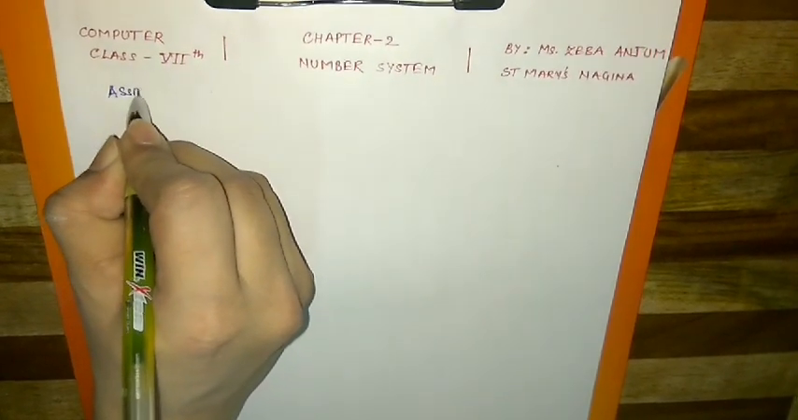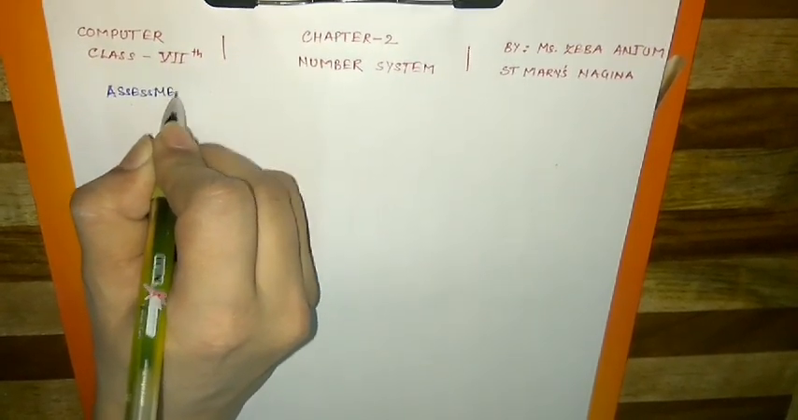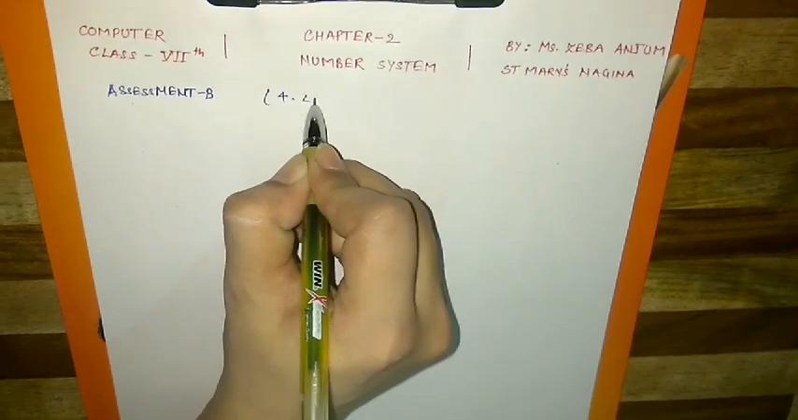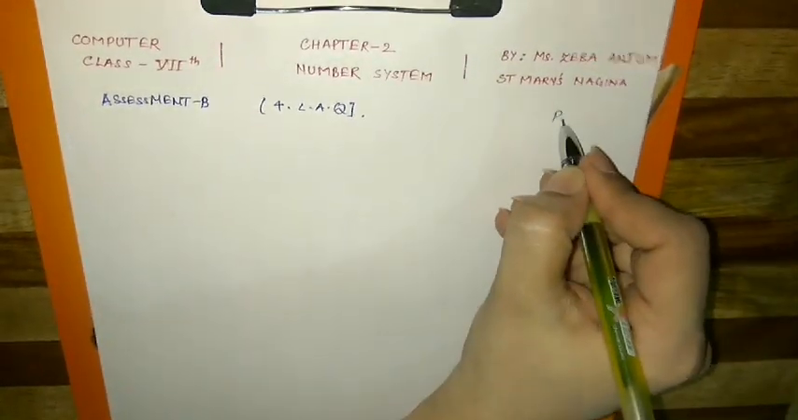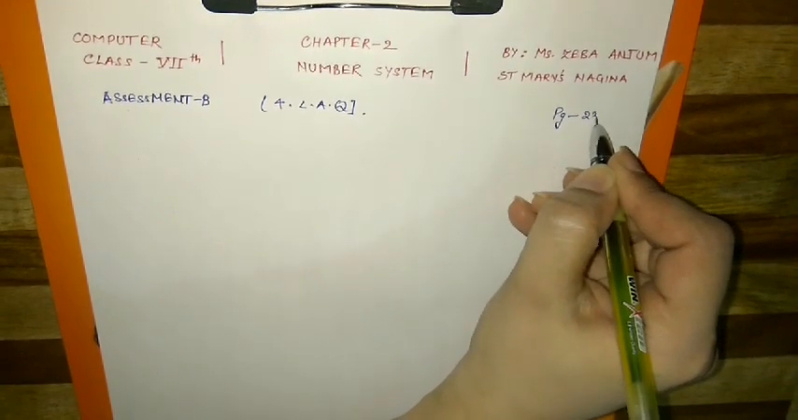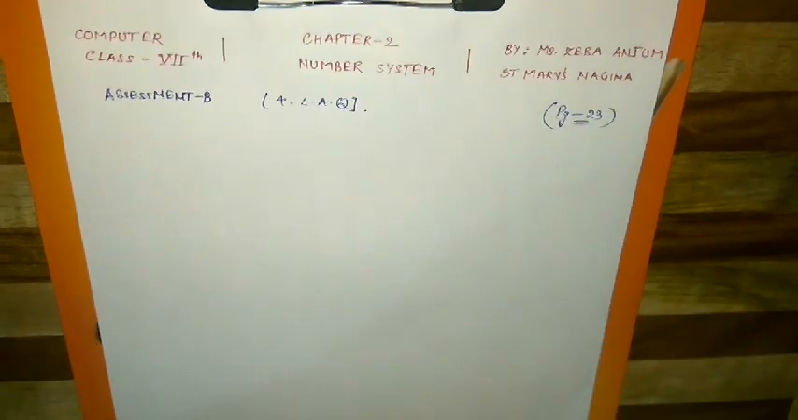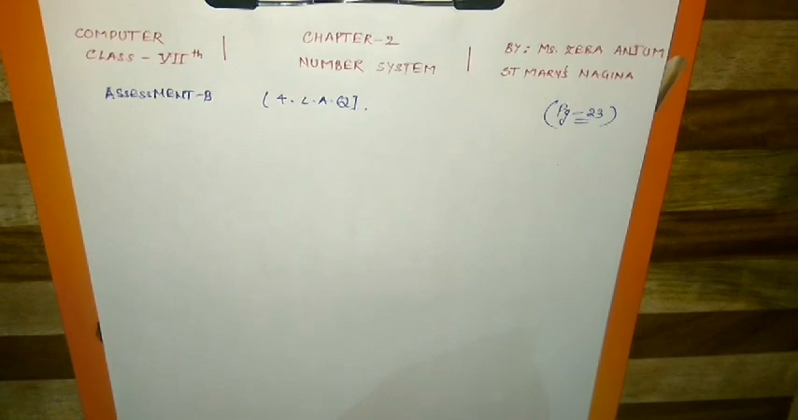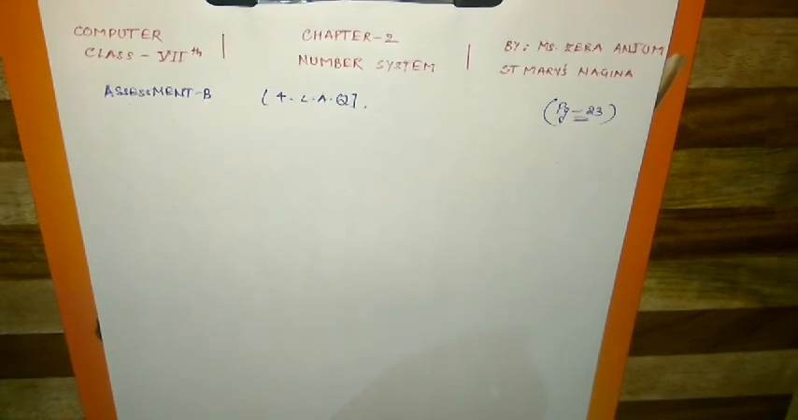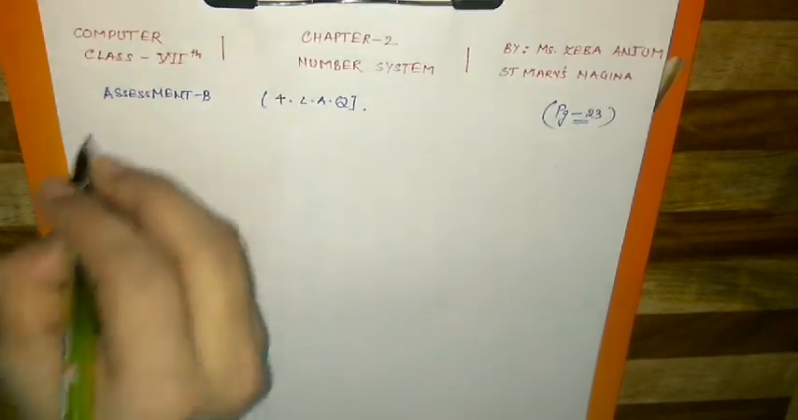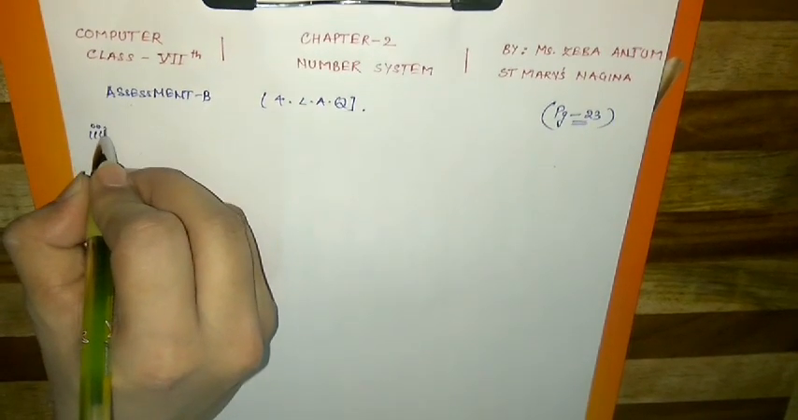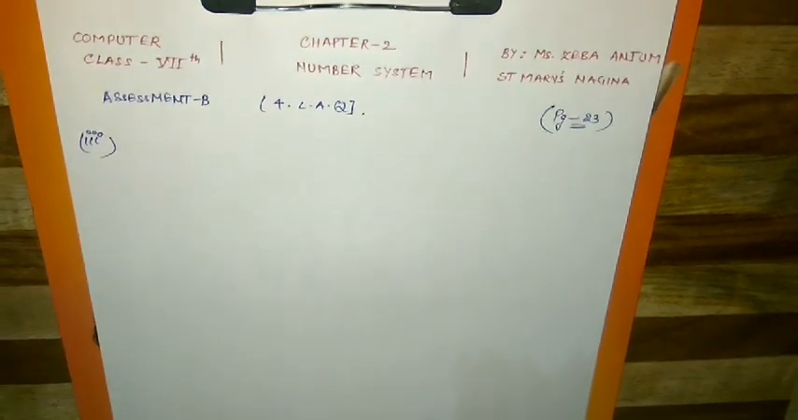See, assessment number B, and in assessment number B you will be getting four long answer type questions. Open your page number 23 for the same. When you open page number 23, you will be able to see the first two questions. Those were basically theory based part. And now from the third part, we are going to continue in this video.